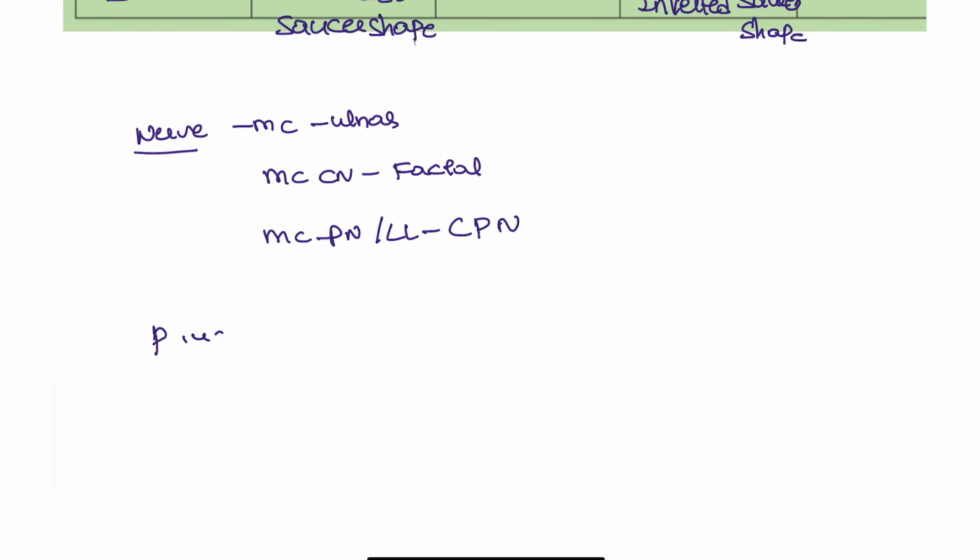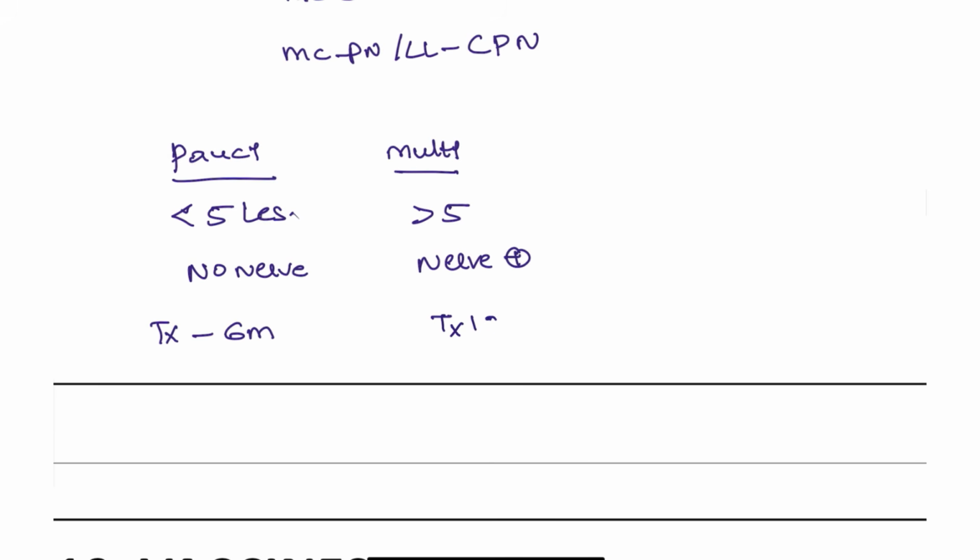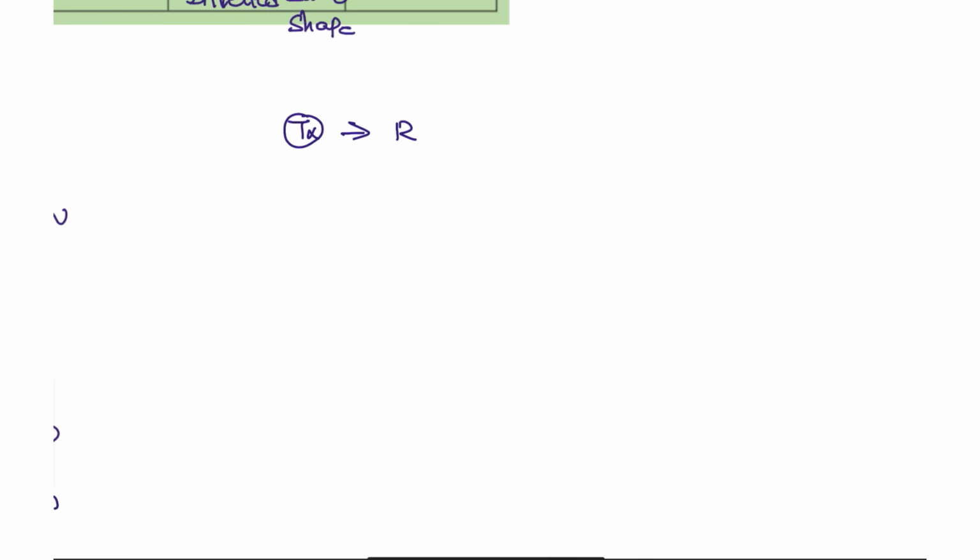Next, paucibacillary versus multibacillary. Paucibacillary means the lesions are less than 5 and no nerve involvement here, and here the lesions are more than 5 and the nerves are involved. This patient's treatment is 6 months only, and here the treatment is 12 months. What is the treatment of choice for this patient? The treatment of choice is rifampicin followed by dapsone and clofazimine.